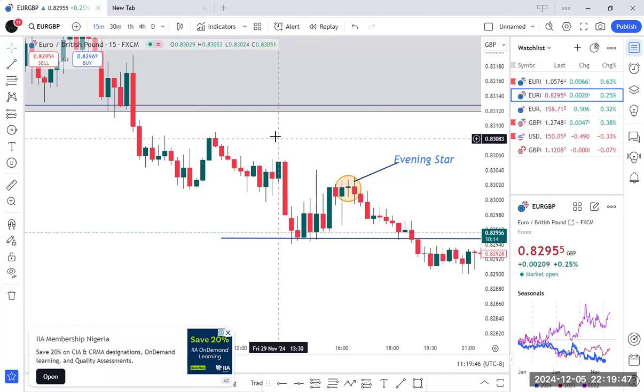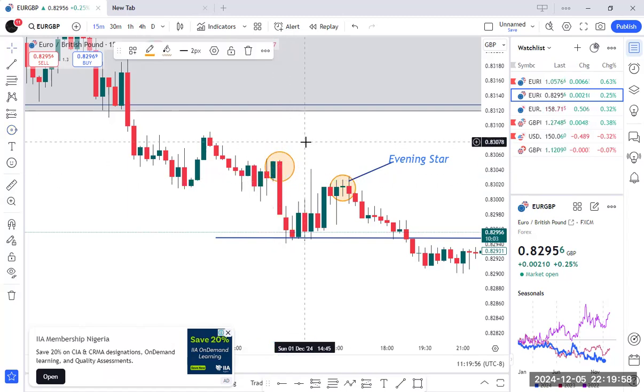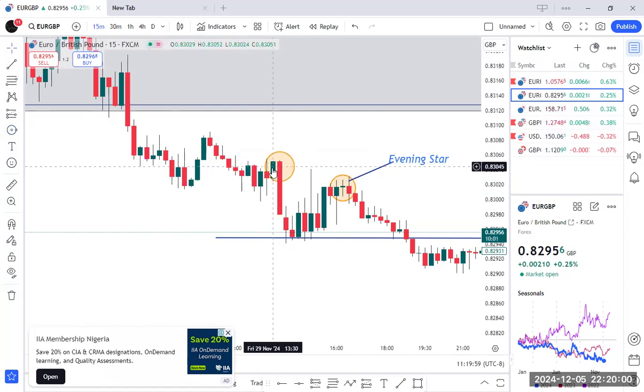Then we have engulfing as well. So this is an engulfing candlestick, a green color and a red color. This is a bearish engulfing candlestick. We have different types of engulfing candlesticks: the bullish engulfing candlestick and the bearish engulfing candlestick. This is a bearish engulfing candlestick because it's shooting the price down.